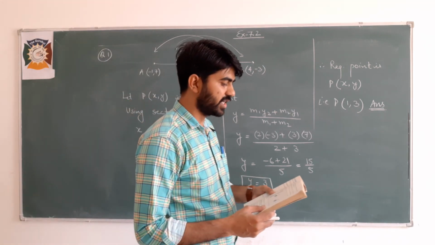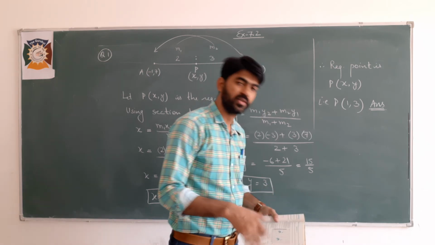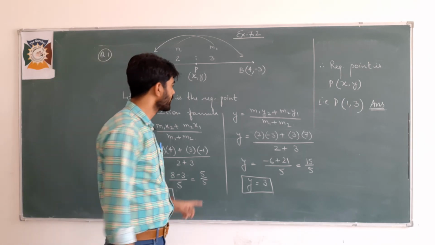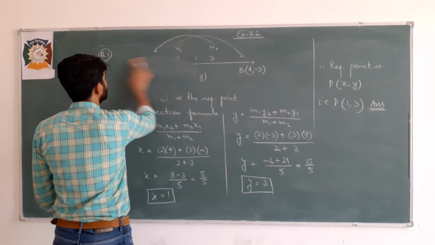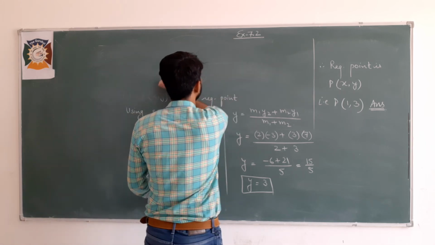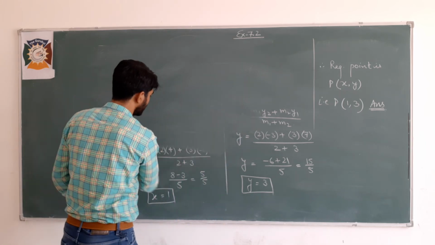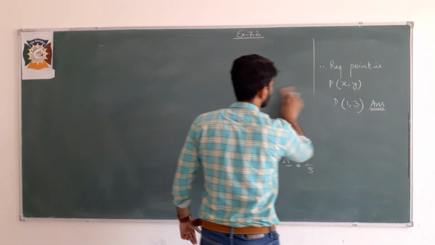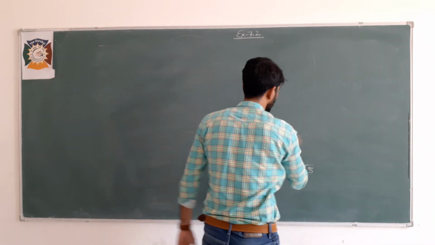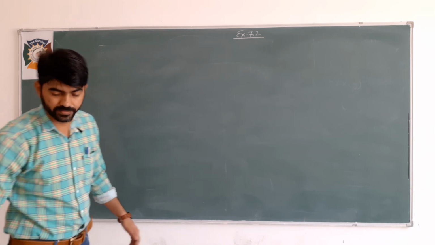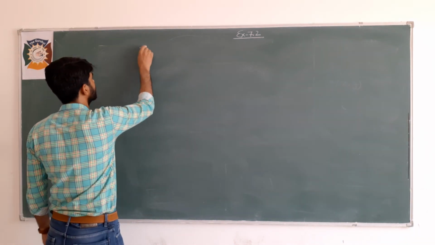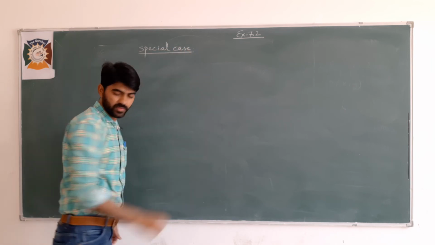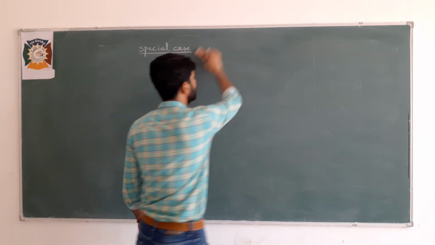Find the coordinates of trisection of line segment. What is trisection? Later on we can discuss. Now one more thing that we have to discuss right now. This is section formula, and we can have some special case of this formula. And what will be that special case? So this one question we have seen for section formula. Now special case.